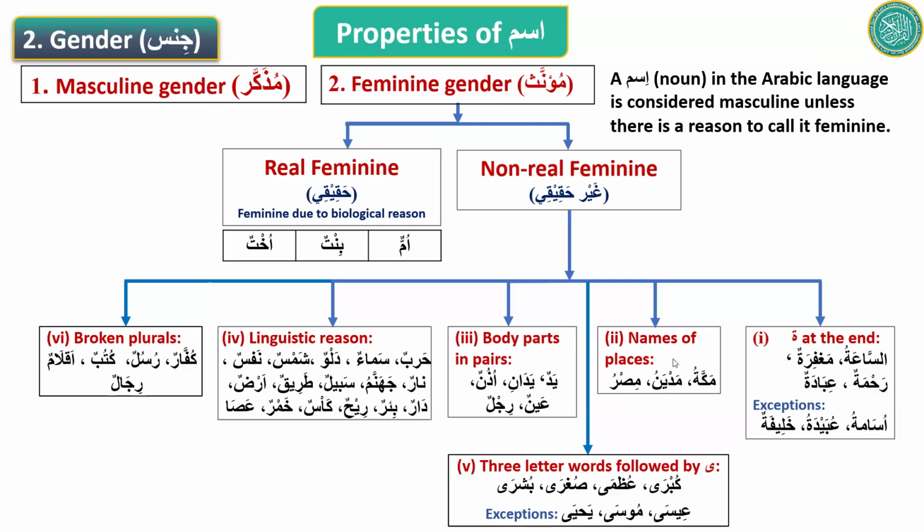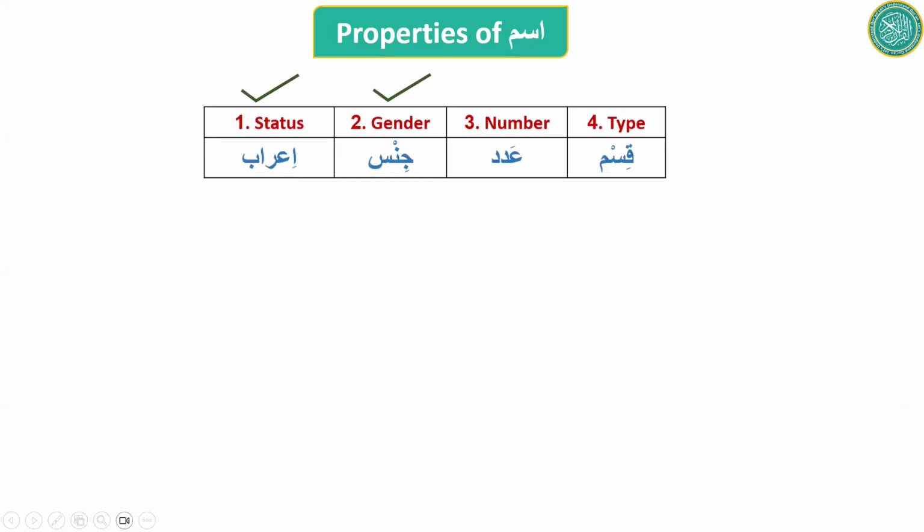All right. So how many reasons do we have? One, real feminine. Two, ta marbuta. Three, names of places. Four, body parts that come in pairs. Five, linguistic reasons. Six, broken plurals. And seven, three-letter words ending with the alif maqsura. So seven reasons to call a word feminine. If you don't see any of these reasons, then that word is masculine. Simple as that. So we are done with gender.